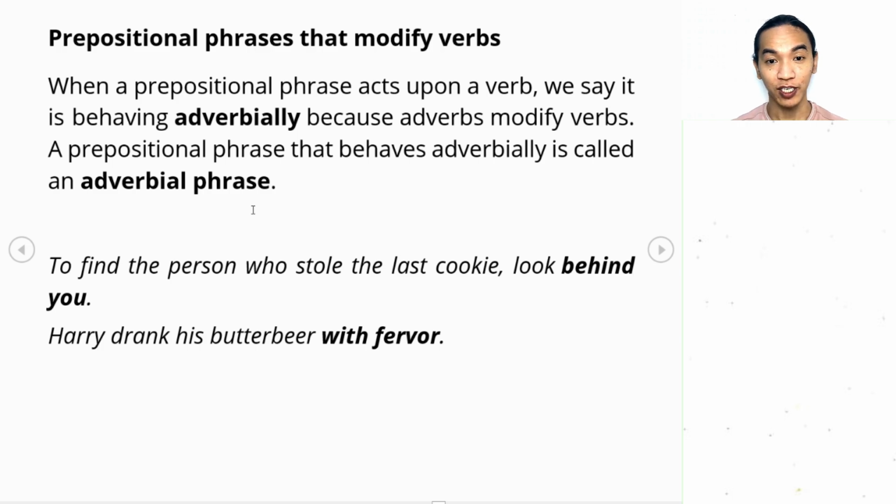Look, it's being described by the prepositional phrase behind you. Harry drank his butterbeer with fervor. Now how did he drink his butterbeer? With fervor. So with fervor here describes the way he drank. So that is a prepositional phrase that modifies your verb.